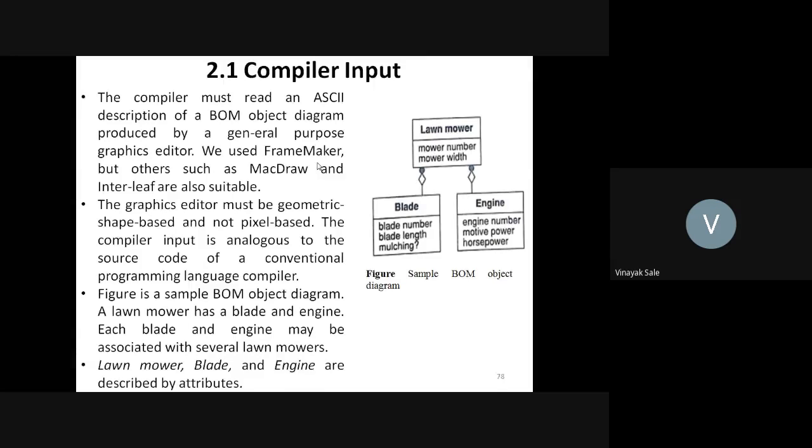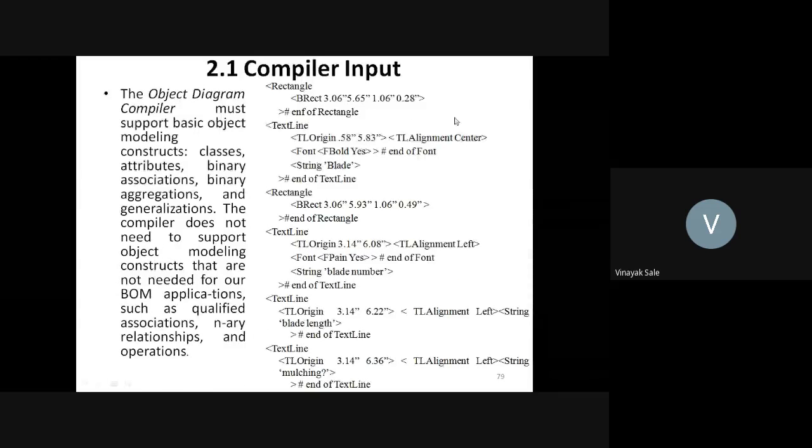The compiler input is analogous to the source code of a conventional programming language compiler. So the figure shows the bill of material object diagram of a lawnmower, which has blade and engine. Each blade has alignment: left, right, justified, center. Each lawnmower has blade and engine. Each blade and engine may be associated with several lawnmowers. This is the object diagram.